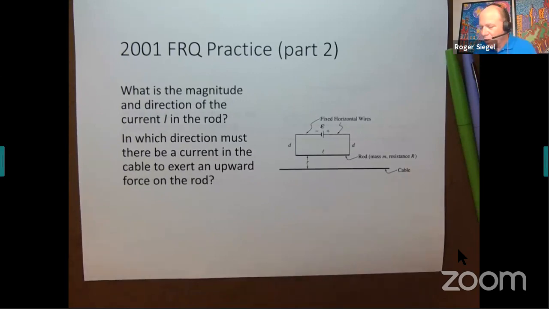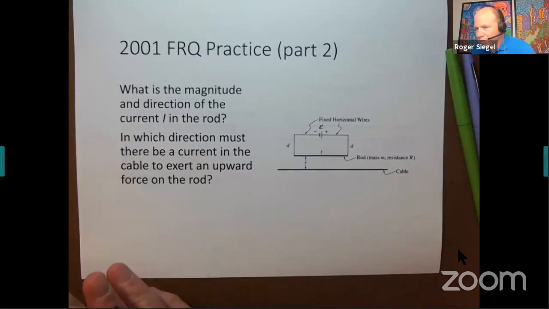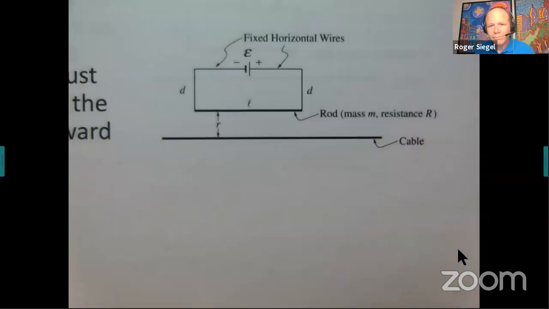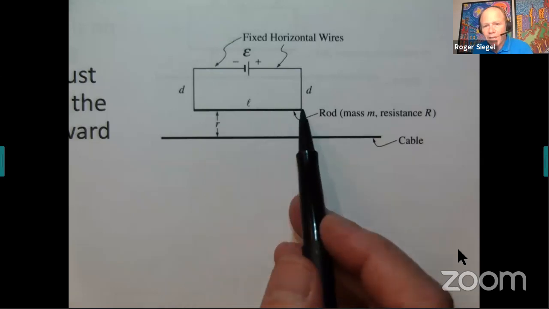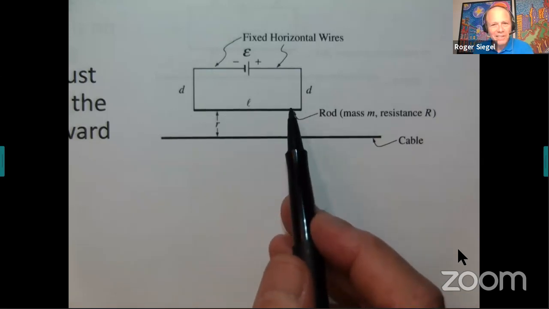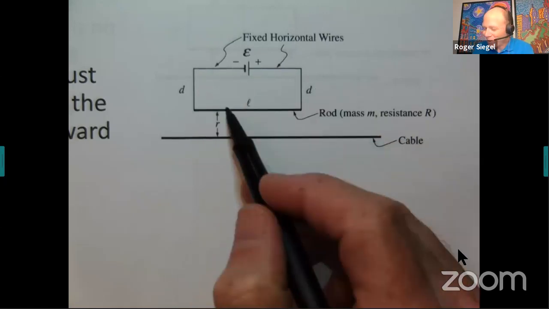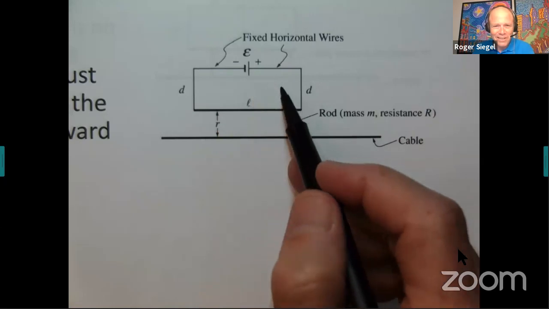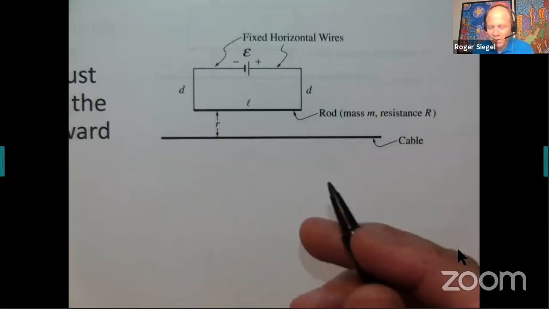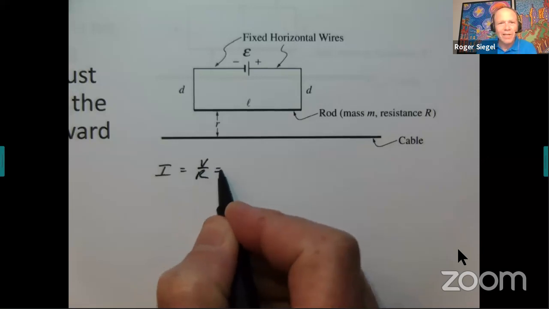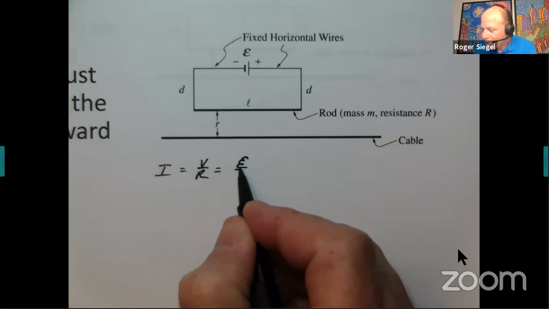The first question says, what is the magnitude and direction of the current in the rod? Let's look. I'm going to zoom in here, and what we can see is that the rod is right here. Remember I told you that this is a problem that could be on this year's exam? Here it is. If we want to know the magnitude of a current in a circuit, I think you know where that comes from. That's Ohm's law. Ohm's law says that the current is equal to V over R, or in this case, we don't have V, we have the electromotive force, script E, over R.